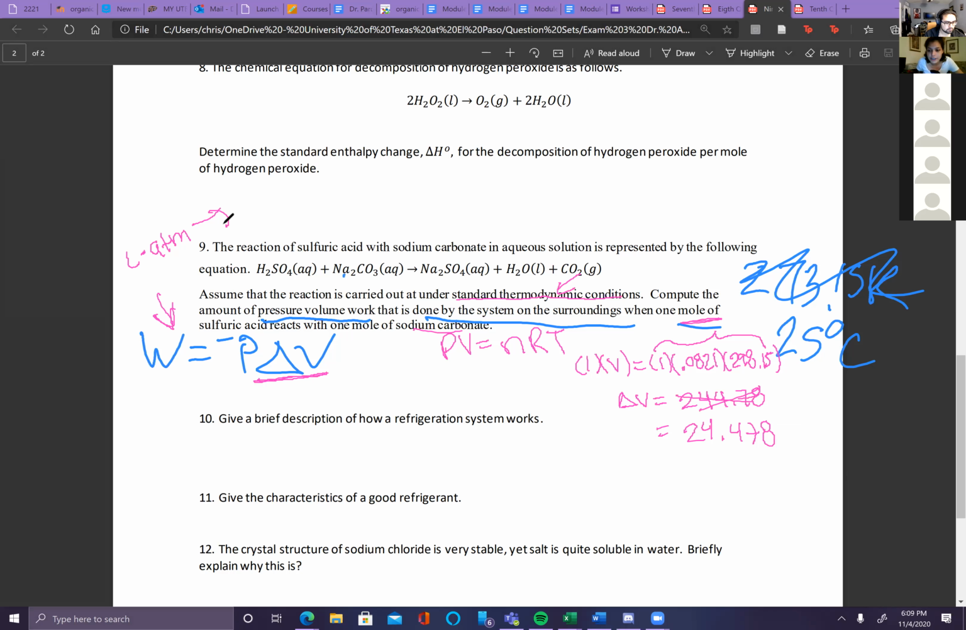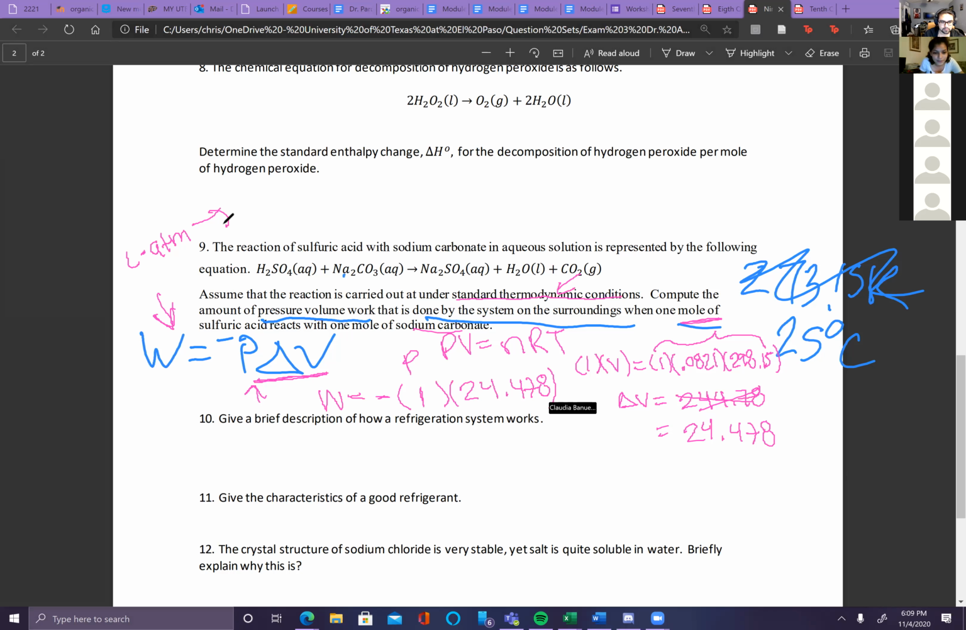Yeah, it is standard conditions, but it would be standard thermodynamic conditions. So yeah, you're right, Alan. So this is your delta V, and now all you have to do is plug it into this equation. So for work, how many ATMs do we have in standard thermodynamic conditions? What's the pressure? 1. Sorry, I worded that very incorrectly. And what's our delta V? 24.478. Exactly. Cool.